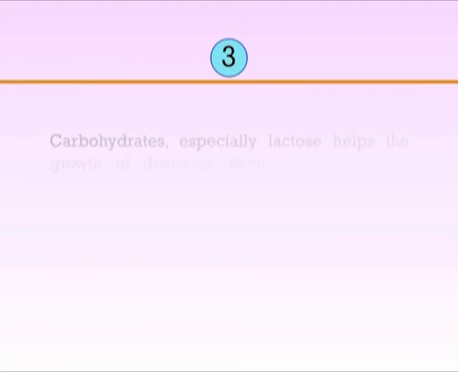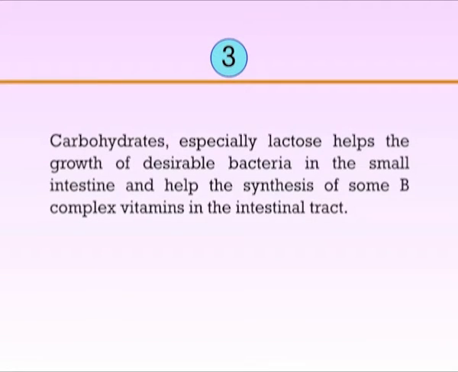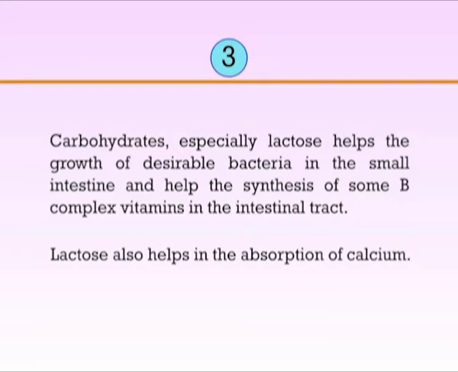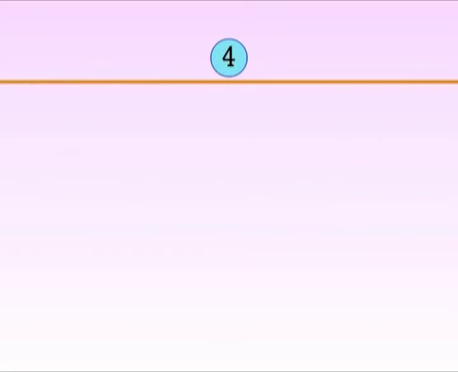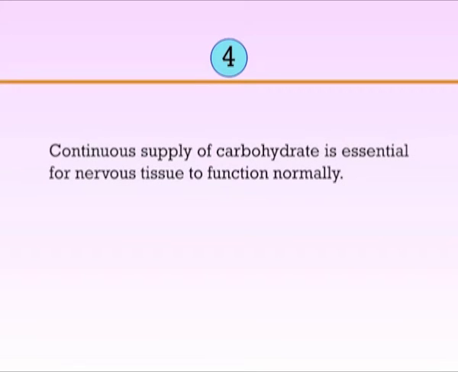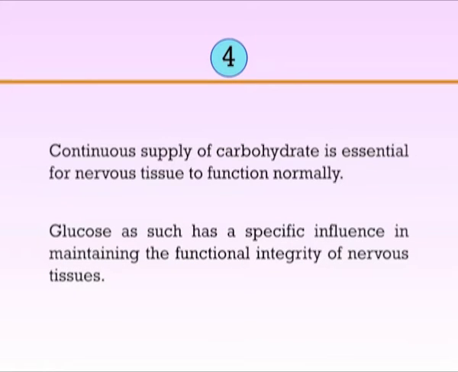Point number 3, carbohydrates, especially lactose, help in the growth of desirable bacteria in the small intestine and help in the synthesis of some B-complex vitamins in the intestinal tract. Lactose also helps in the absorption of calcium. Number 4, a continuous supply of carbohydrate is essential for nervous tissue to function normally. Glucose, as such, has a specific influence in maintaining the functional integrity of nervous tissues.